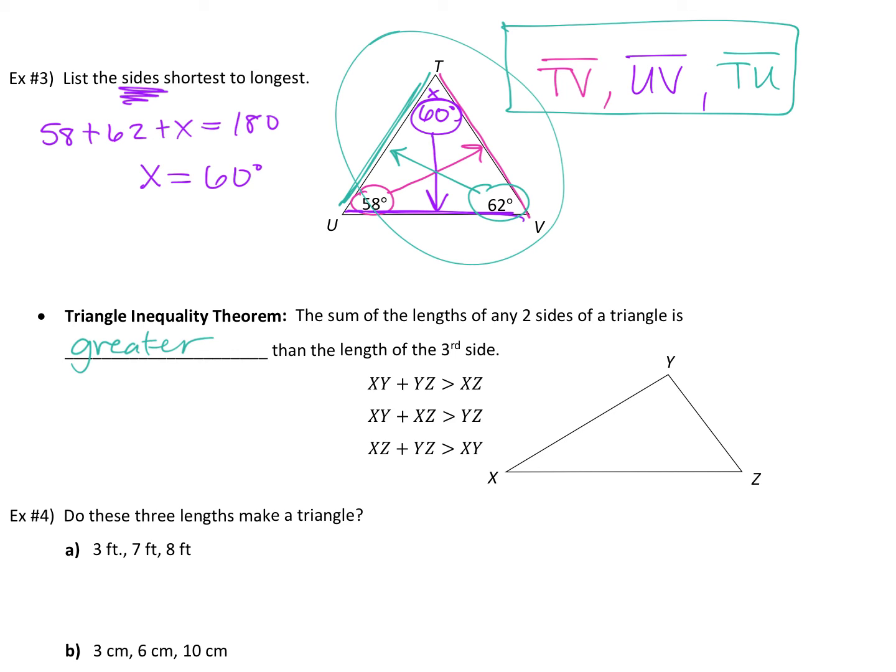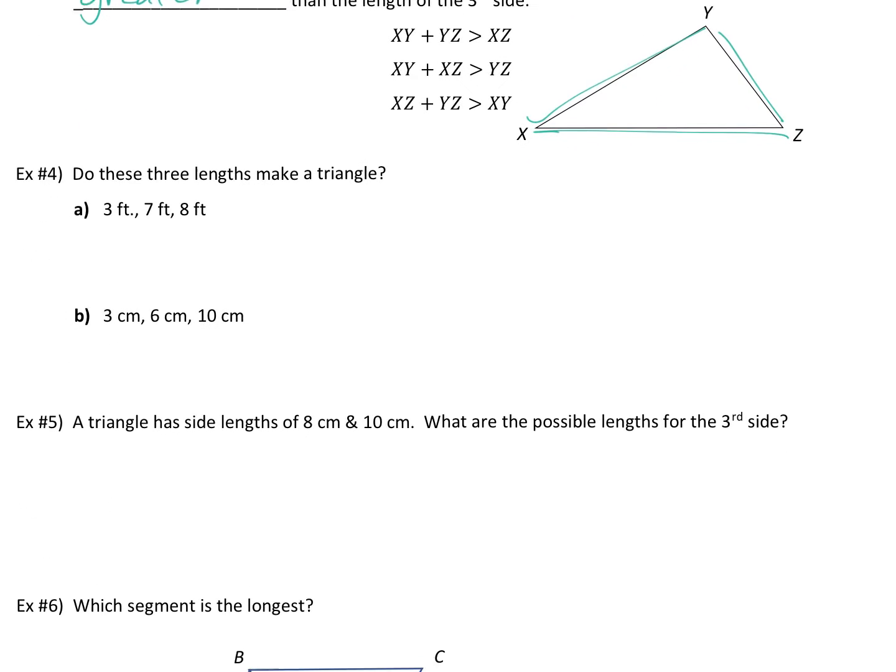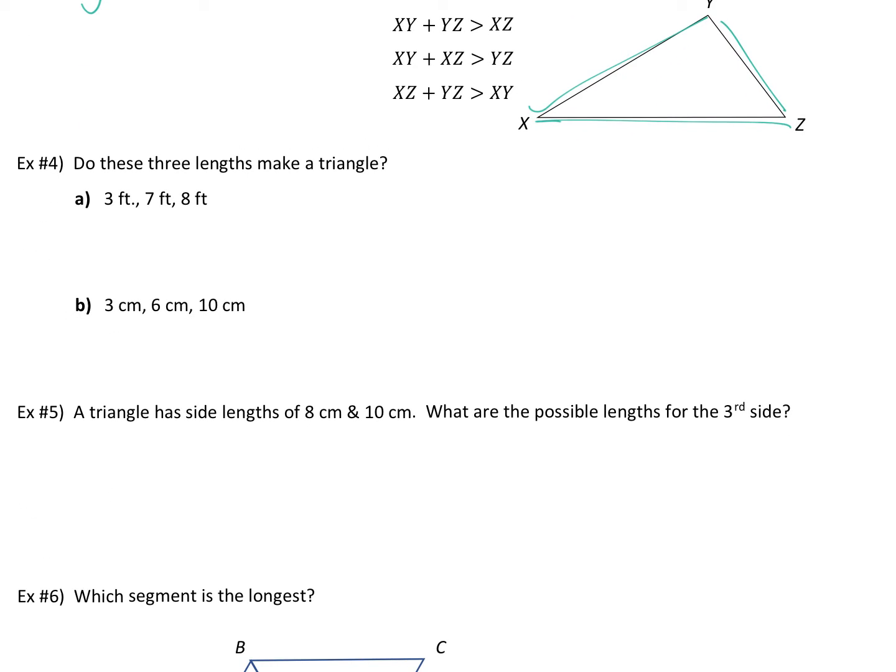So basically it's saying this: if I took XY and YZ and I added them together, that has to be longer than XZ by itself. If I took XZ and XY and added it together, it has to be bigger than YZ by itself. So any two sides added together will always be bigger than the third side by itself. Doesn't matter which two you do, it should always be bigger, okay? So that helps us in determining if different segments can form a triangle.